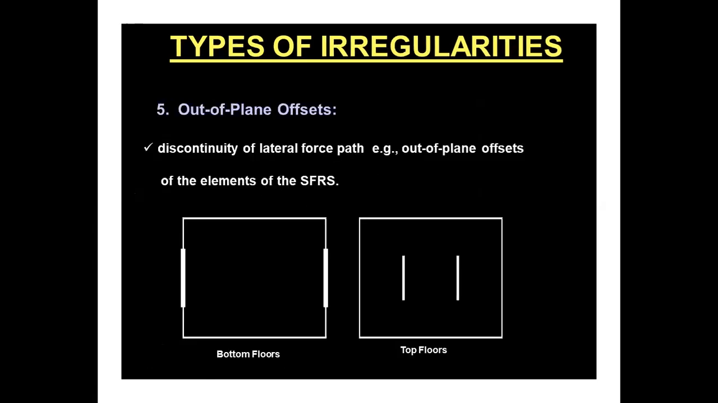The very next irregularity is out-of-plane offsets, the discontinuity of lateral force path. For example, the out-of-plane offset of the elements of the SFRS, right? This figure shows the bottom floor, and the other shows the top floor. The bottom floor and top floor are not similar because, as you see in the figure, there is a discontinuity here.